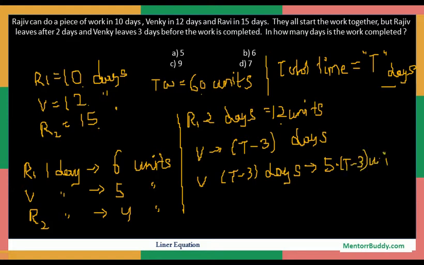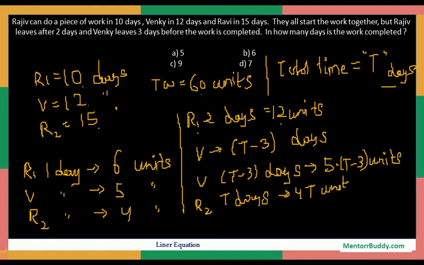So Rajiv finishes 12 units of work, Venki finishes 5 into T minus 3 units of work, and finally Ravi, that is R2, must have worked for the entire period. So the entire period they worked is T days. In 1 day Ravi finishes 4 units of work, so in T days he must be finishing 4T units of work.